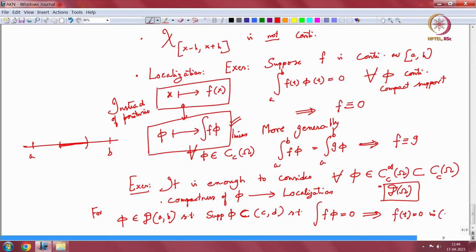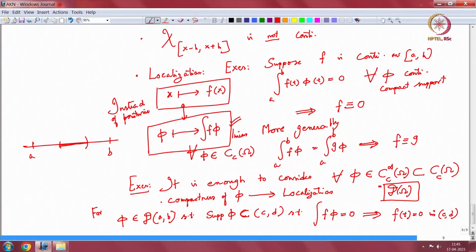So locally, that means you have two functions f and g such that integral of f phi equals integral of g phi for all phi with support in a small set, then you can say that f equals g there. So you can derive the equality locally. So you can locally try to recover the functions by acting with operators with support in them. Okay. So that is the thing you want to discuss here.